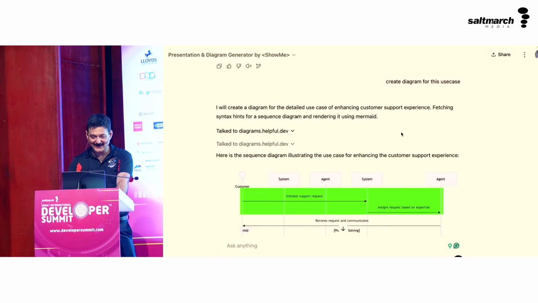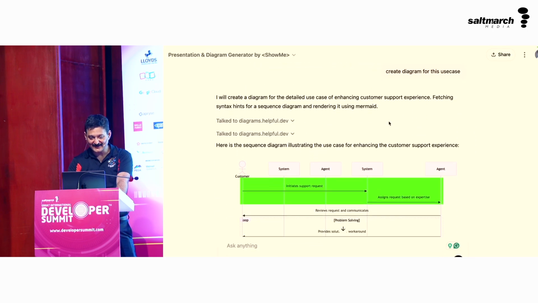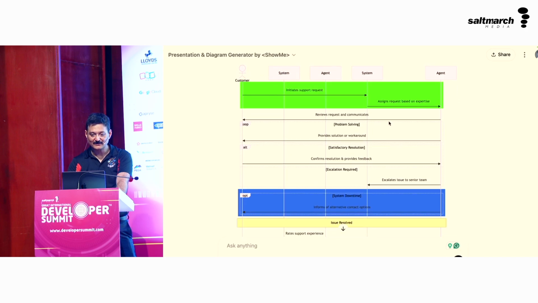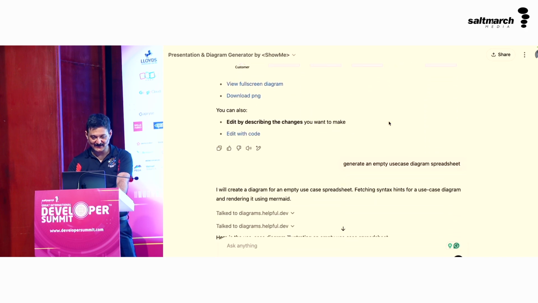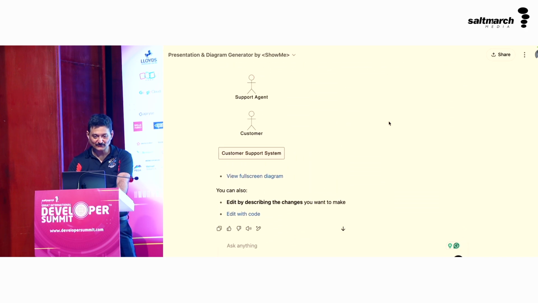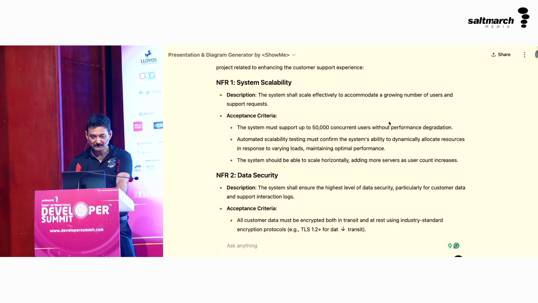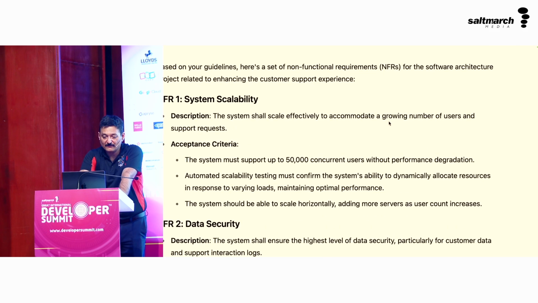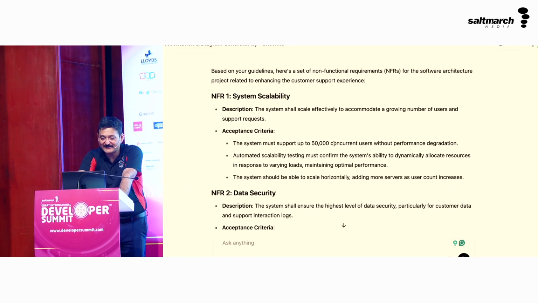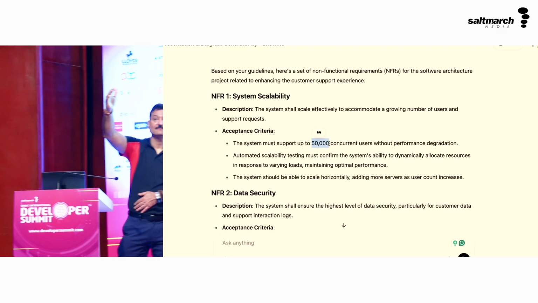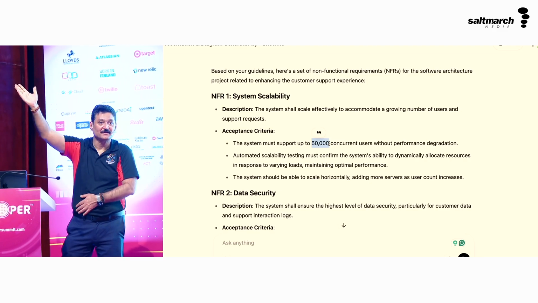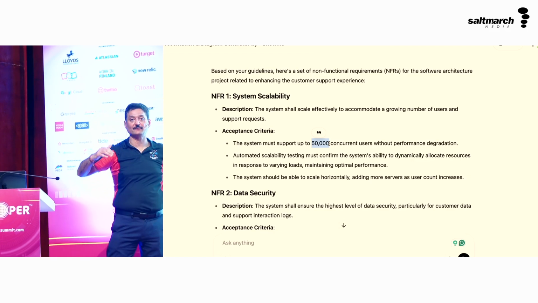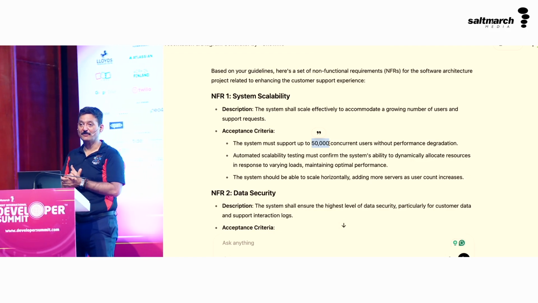So this sequence diagram I created, a use case diagram was there. This is a sequence diagram. It created a sequence diagram for me, which I was just showing you just now. These are the use cases. Based on the use cases, non-functional requirements. Can I have a scalability non-functional requirement coming to me? Oh, the system must support 50,000 concurrent users. From 50,000, it could be 2,000. It doesn't matter. But you got something to start with. Yes? That's the beauty of this.